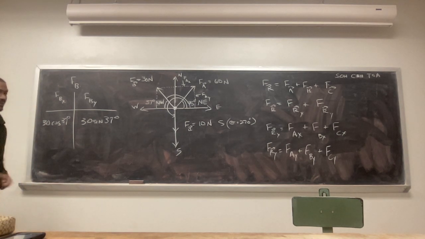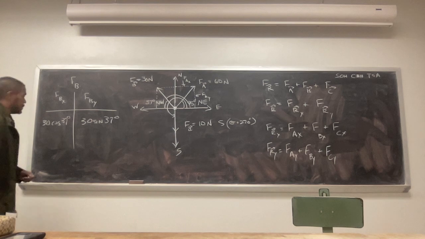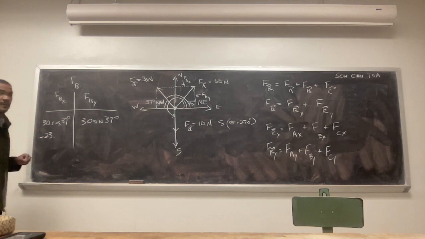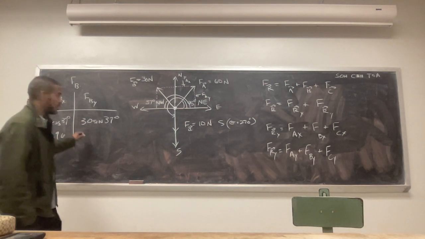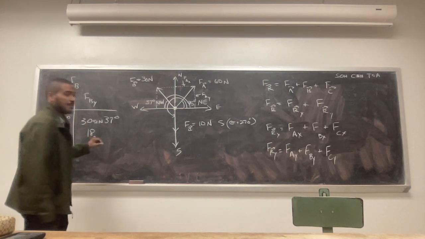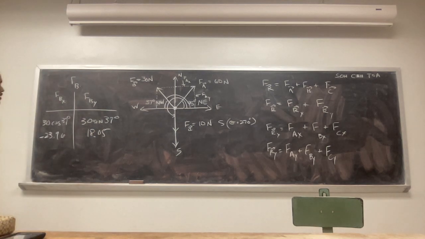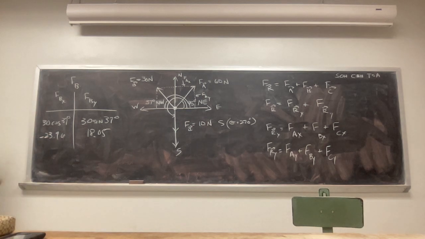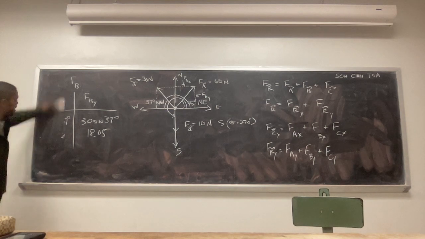So what are the numbers here? Negative 23.96 for X. And 18.05. So now, all right, we got that, everybody got that? All right, so now, let's do C.